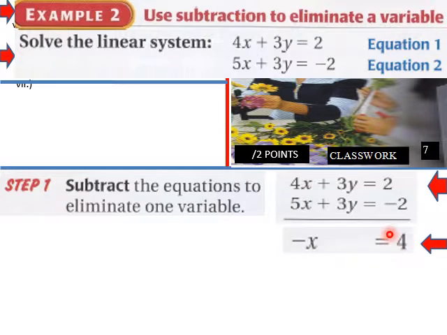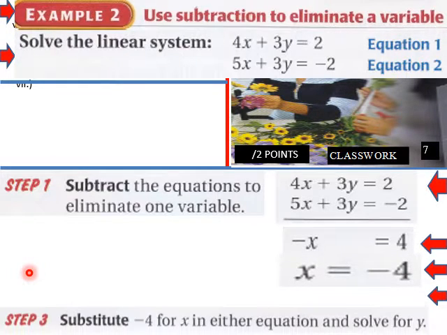We'll get negative x equals 4. If you multiply this through by negative 1 and then combine, this becomes positive 2, this becomes negative. So negative x equals 4, x equals negative 4.